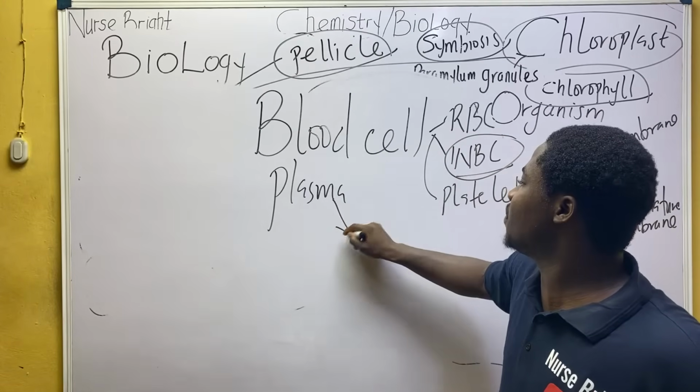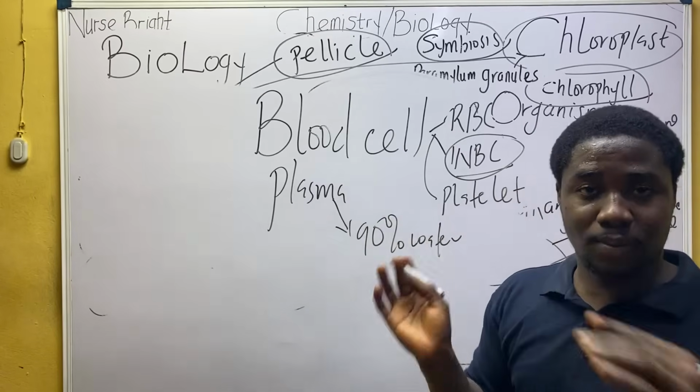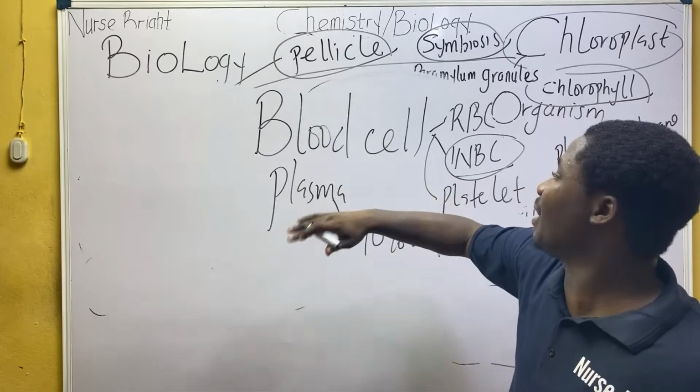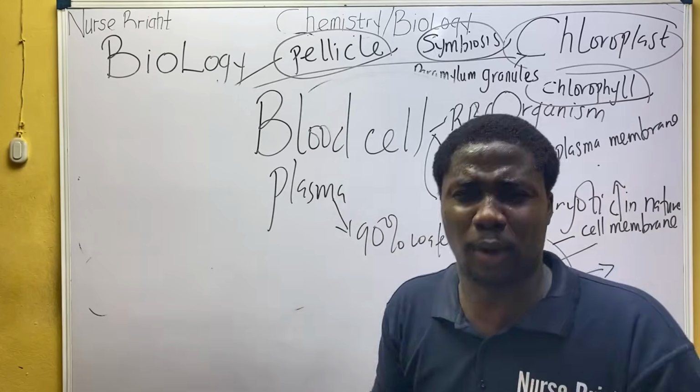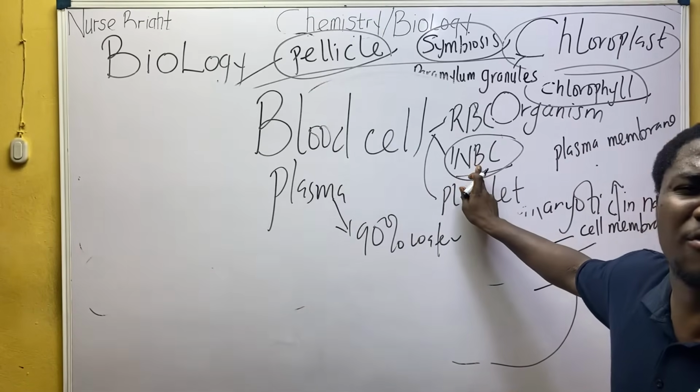You know, the plasma is made up of about 90% water, right? 90% water and 10% other substances dissolved in the plasma. Whereby, look, you can see the plasma and the blood cells; that is what makes up the blood. What part of our blood is involved in immune response? It is our white blood cells.